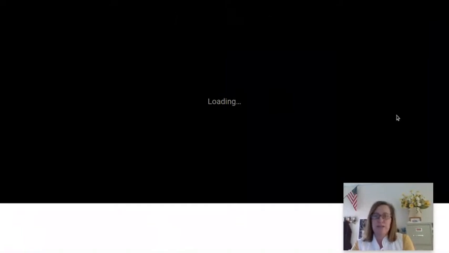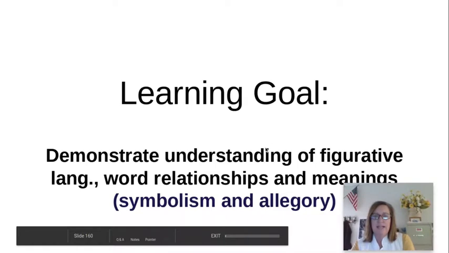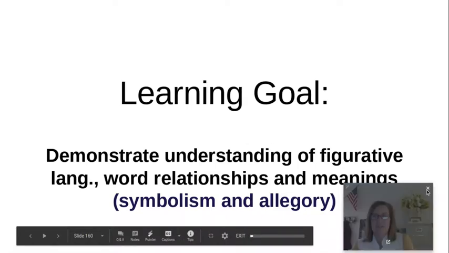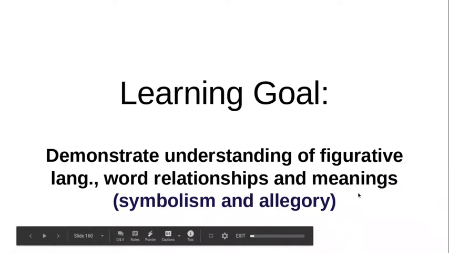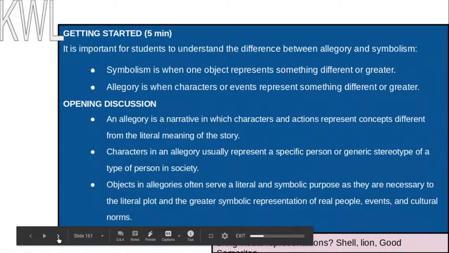So our learning goal today, again, dealing with symbolism, allegory, is to think about figurative language and the relationships and meanings between symbolism and allegory. I'm kind of assuming that you've heard of symbolism, but allegory might be a newer term. To get started, I want you to think about, what do you already know about symbolism?